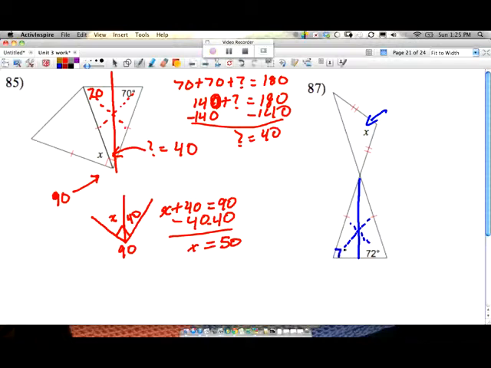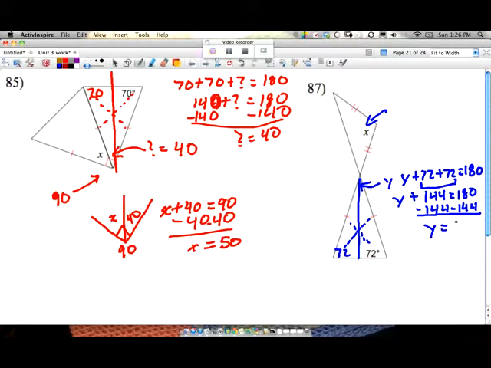So 72 on this side means the other side's also 72. Let's call this angle right there y. Why? Because, let's see, y plus 72 equals 180. Do some math. The 72 plus 72 is 144. So y plus 144 is 180. If we subtract 144 from each side, that would give me 36. So this piece right there, that's 36. Hey, wait a second. If that's 36, so is this one. Why? Because they are vertical angles.